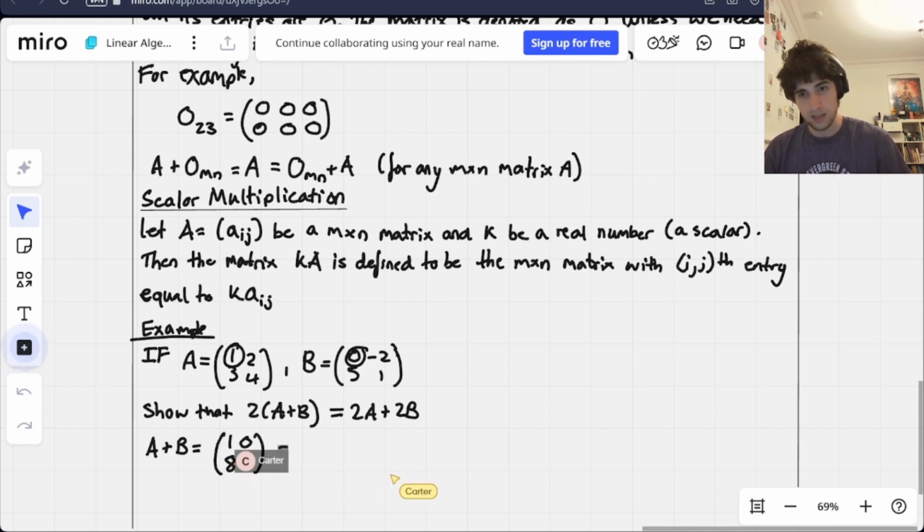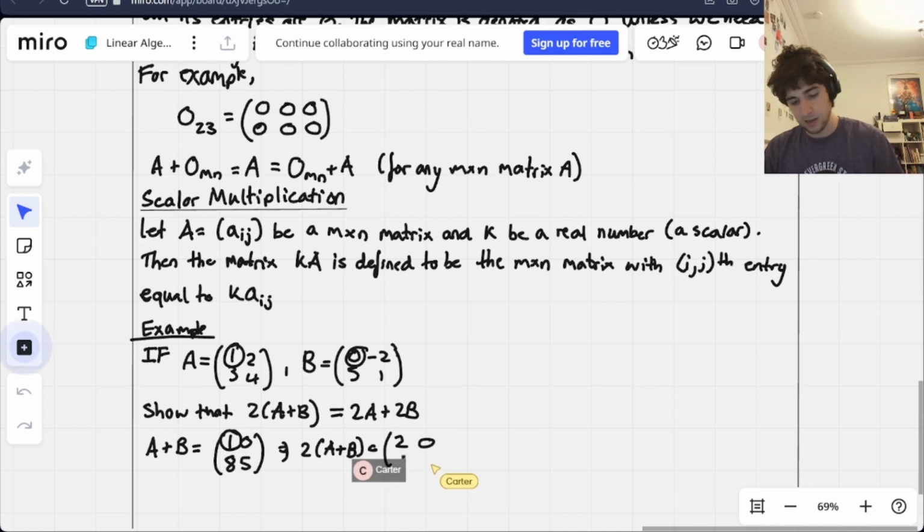And so that means that 2 times A plus B is going to be equal to, now using the new thing we've just defined, scalar multiplication, so we can multiply each entry by 2. So 1 multiplied by 2 is 2, 0 multiplied by 2 is 0, 8 multiplied by 2 is 16, and 5 multiplied by 2 is 10. Okay, then we know what 2 times A plus B is.